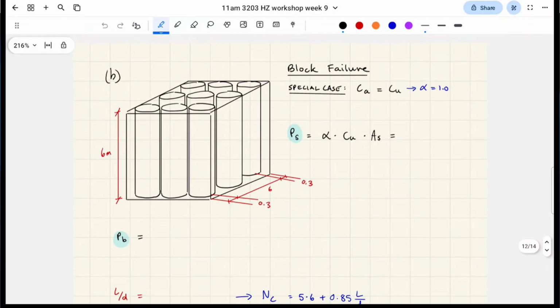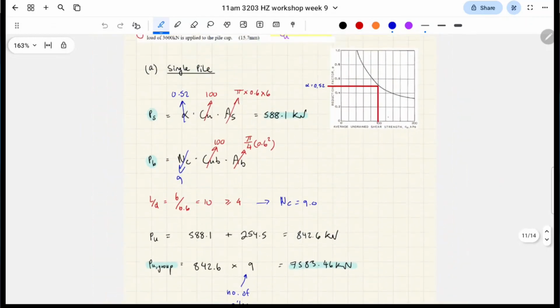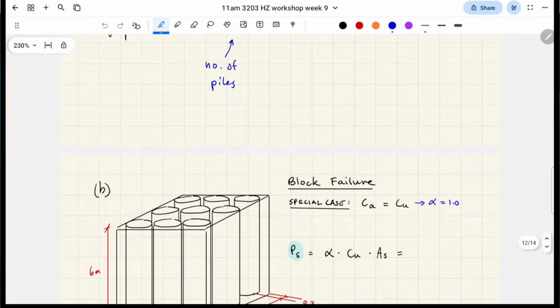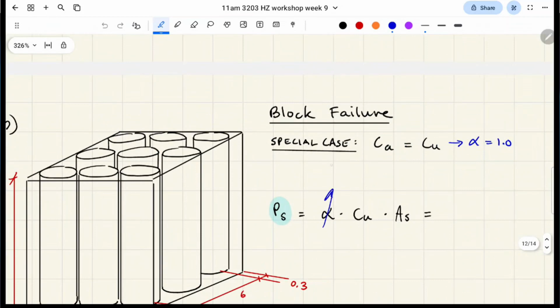One more thing you have to consider for block failure, and this is my first time learning about it too, I just saw it in the solutions. When you're dealing with block failure, you just take alpha as 1, right? You assume that the adhesion and the cohesion is the same thing. Don't ask me why, but you do. So if you remember from before, let's look at that alpha graph. We would have taken alpha as 0.2, right, based on the soil cohesion value. But we're going to replace that instead of 0.52 as 1 and still have this really high cohesion value.